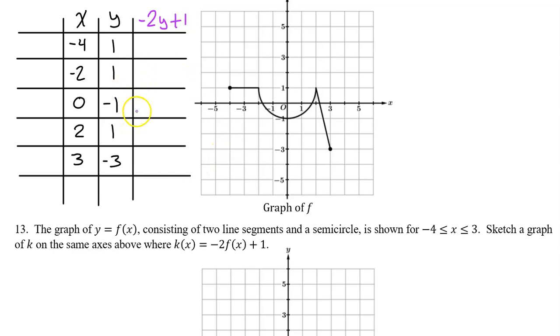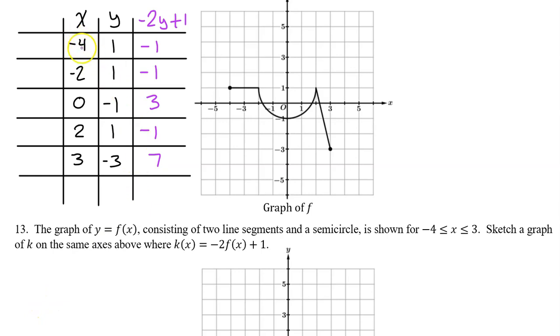Let's walk through a couple of them together. -2 times 1 is -2, but then plus 1 is -1. And I see 3 of those actually, so that's going to be -1 for all of them. Now, -2 times -1 is +2, plus 1 will be 3. And finally, -2 times -3 is +6, plus 1 is 7.